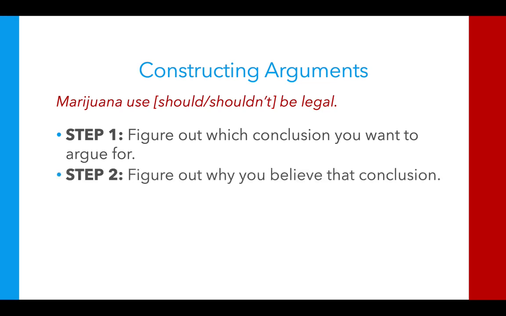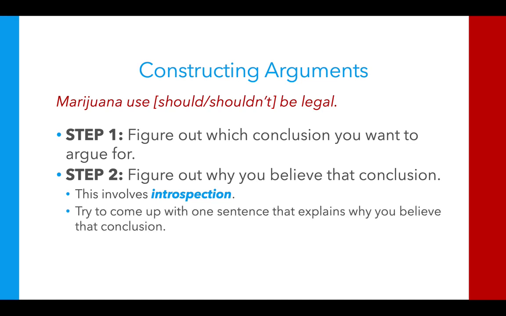The next step we're going to take is to figure out why we believe that conclusion. What is it about marijuana use that makes us think that it should be legal? Or, alternatively, what is it about marijuana use that makes us think it shouldn't be legal? This process, as I say here, involves introspection. You've got to look inside your head and figure out, why do I think what I think about marijuana use? What's a simple way of putting my evidence for the conclusion that marijuana use should be legal?